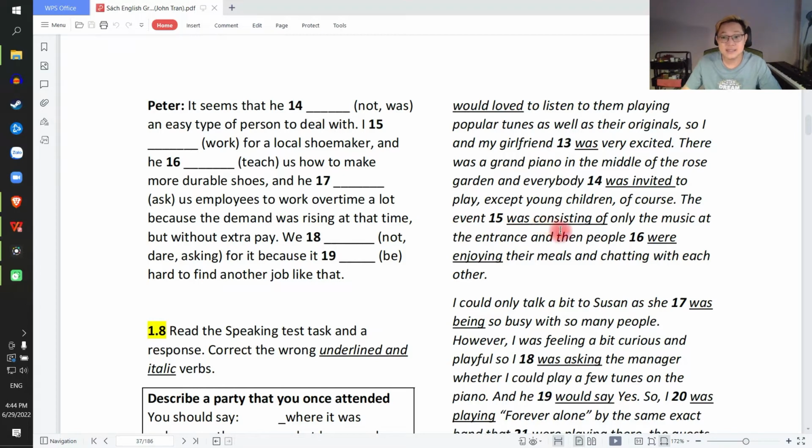The event consisted of only the music at the entrance, and then people were enjoying their meals and chatting with each other.